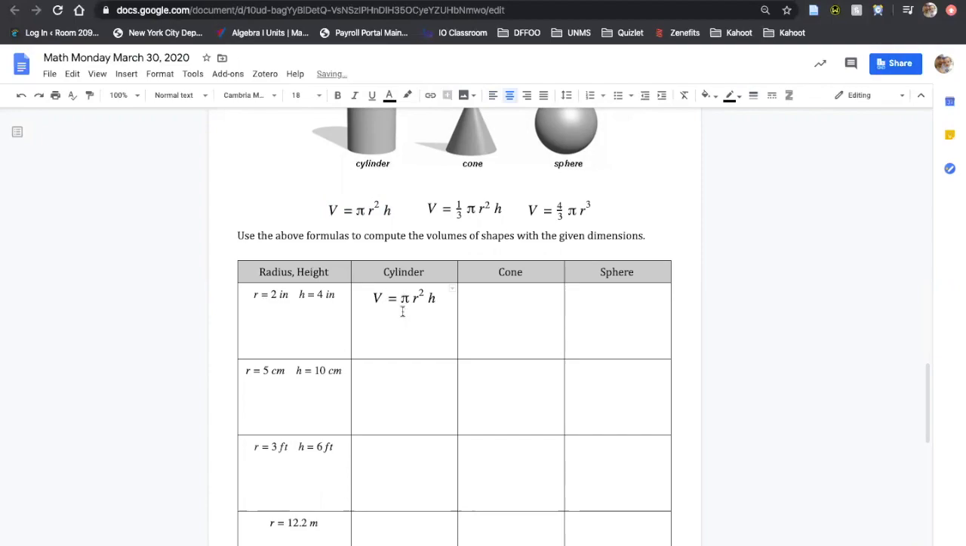So again, I'm going to just paste it again, but I'm now going to replace my measurements. So it tells me the radius is 2. So this 2 is going to replace the R here. So I'm just going to delete that R, replace it with the 2. Same thing with the height. The height is 4, so I'm going to replace this here with a 4. So that tells me how to find my volume. It's going to be pi multiplied by 2 squared times 4.